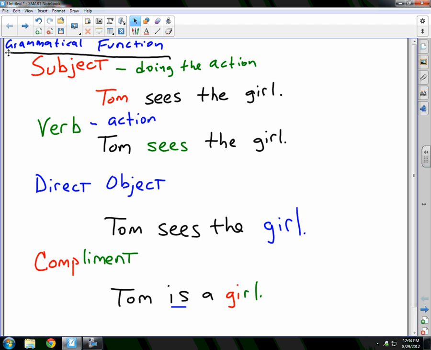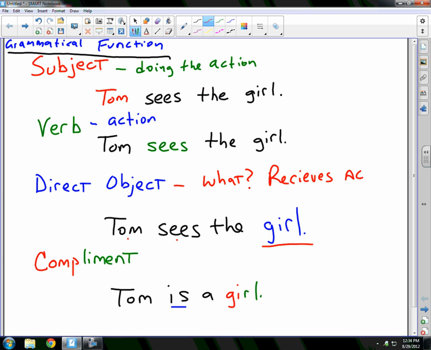For the direct object, Tom sees the girl. The girl is receiving the action, so it basically is answering the question, what? Tom sees what? Well, he sees the girl. So she's receiving the action.